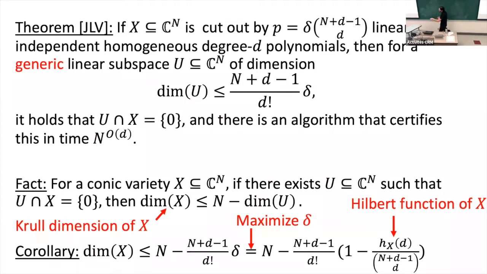Delta is not a God-given thing. The same variety can be cut out by a different number of linearly independent homogeneous degree D polynomials, and if you maximize that number, you get the Hilbert function of x. Yes, but they are still linearly independent. Exactly. If you have a set of polynomials that cut out your variety and you take the radical, you get more polynomials.